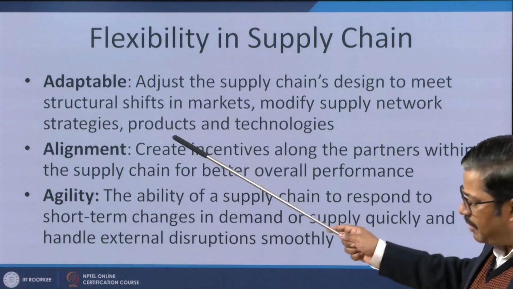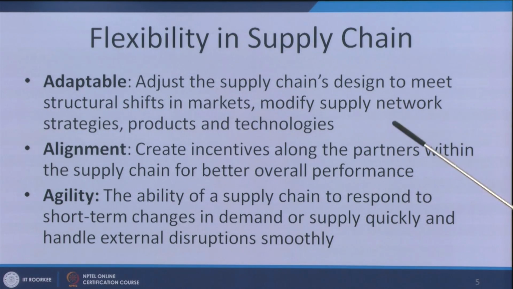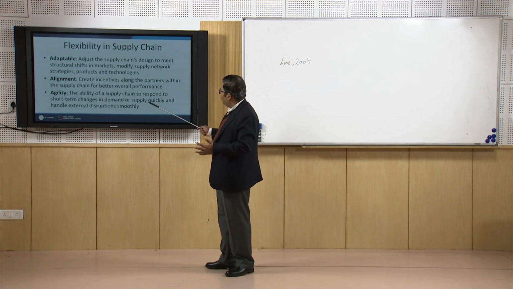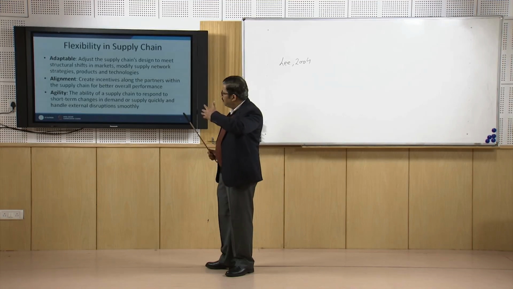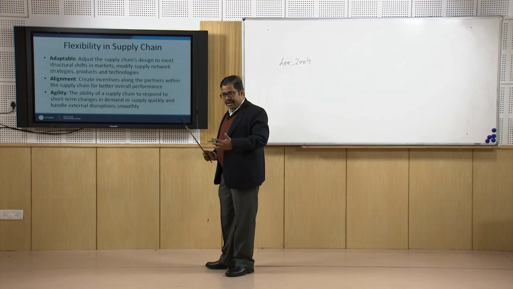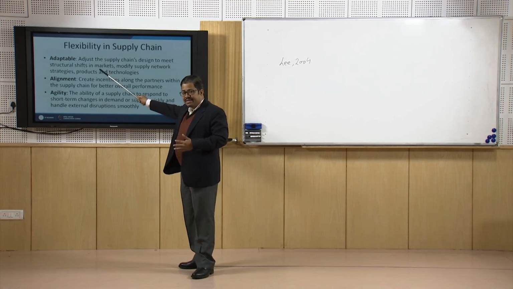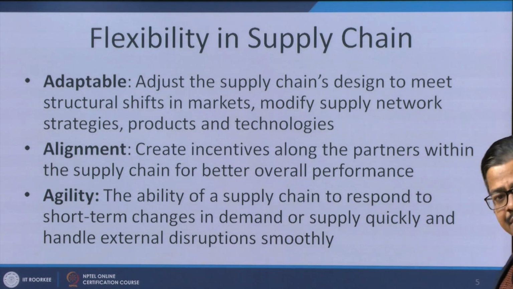What is the meaning of adaptability? We adjust the supply chain's design to meet structural shifts in market, modify supply network strategies, products and technologies. We are able to make changes in our supply chain with respect to structural shifts in the market, modify supply network strategies and products and technologies.